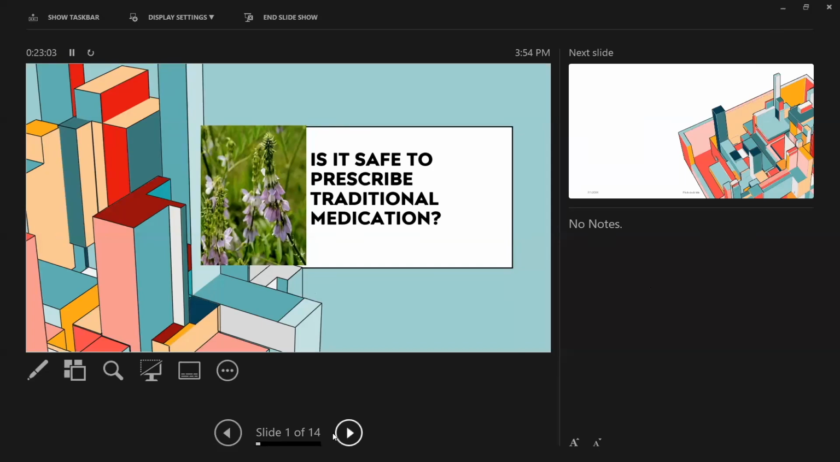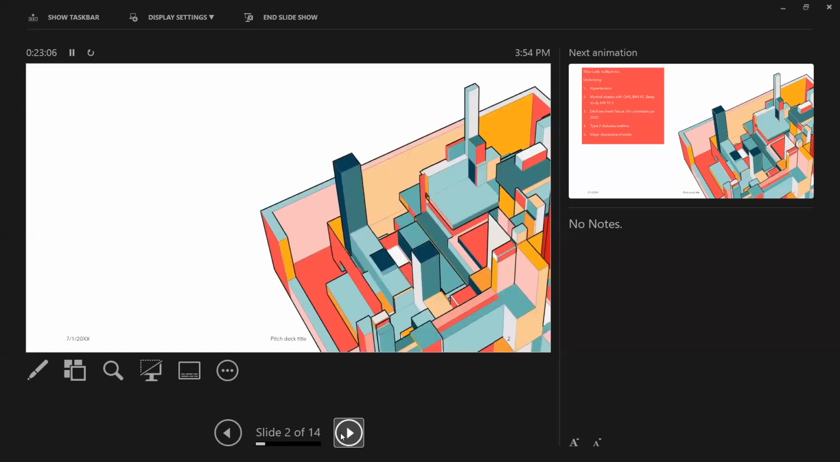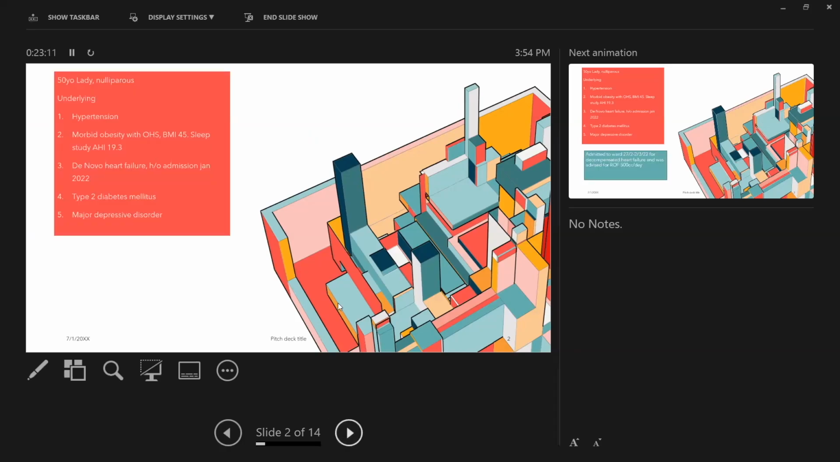Okay, what's wrong with this slide? We have this 50-year-old lady, nulliparous. She has a few underlying comorbids, hypertension. She's morbidly obese, BMI is 45, her weight is 97 kilo if I remember correctly, and her height is only 151 cm. She was also recently diagnosed and admitted into our medical ward in January and February for de novo heart failure. She has type 2 diabetes mellitus and also major depressive disorder.